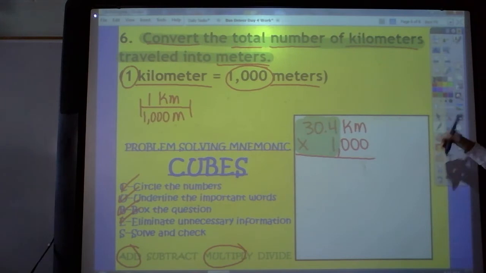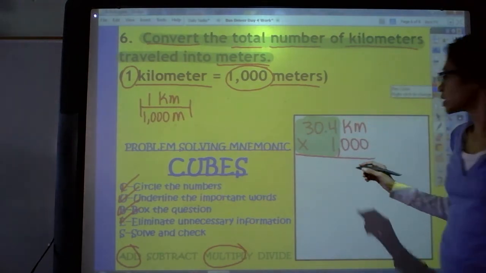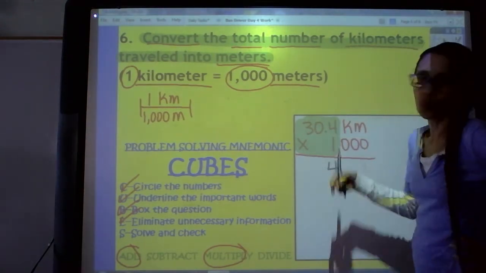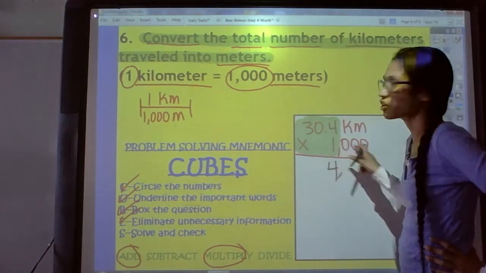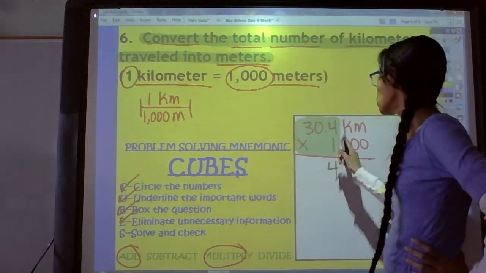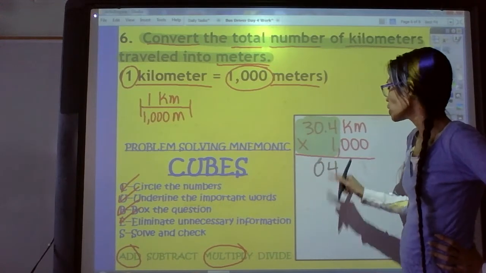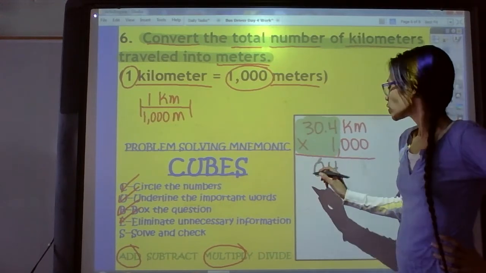Are you ready to multiply? 1 times 4 is 4. Don't worry about the decimal. The decimal is hanging out with the zeros. Even though they're kind of far apart, they're hanging out. 1 times 0 is 0. 1 times 3 is 3.